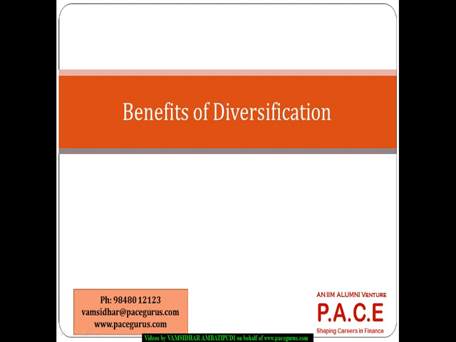Now, let's look at the key benefits of diversification that we get when we are creating a portfolio. A simple way to look at it is that diversification means reducing the risk involved in the portfolio. The standard deviation or the variance of the portfolio should come down. That is what we say when we have diversified a particular portfolio.